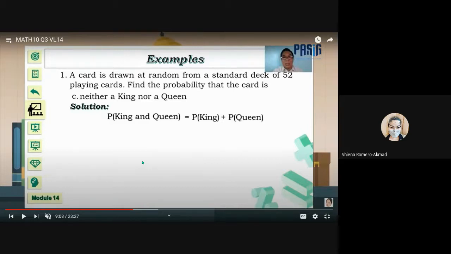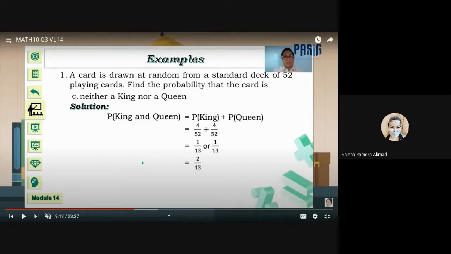Let us have letter C, neither a king, nor a queen. So, para makuha natin yung possibility na hindi tayo makakakuha ng king o kaya naman ng queen is for us to, of course, solve muna natin yung possibility na ang makuha natin ay king or queen. So kapag ginawa natin yon, ilan ba yung king, ilan ba yung queen? So that's 1/13 plus 1/13, that's 2/13.